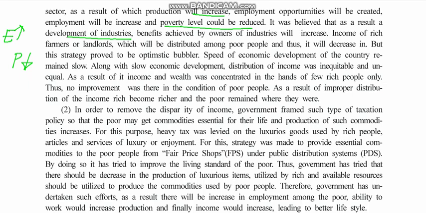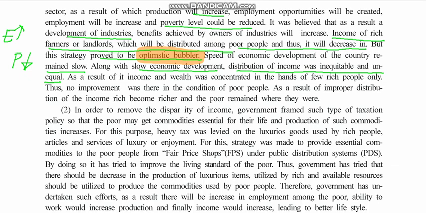Income of rich farmers increased, and the land which was to be distributed among poor people decreased. But this strategy proved to be an optimistic bubble. Optimistic bubble means something which was not practically implemented in a proper way. It was like a bubble that burst. The speed of economic development of the country remained slow. Along with slow economic development, distribution of income was inadequate and unequal.